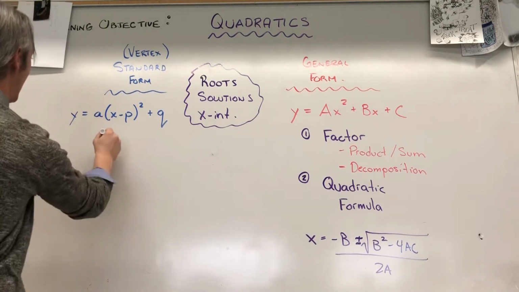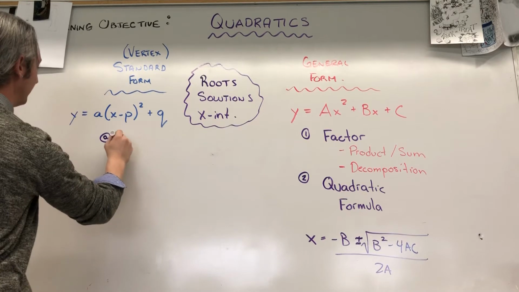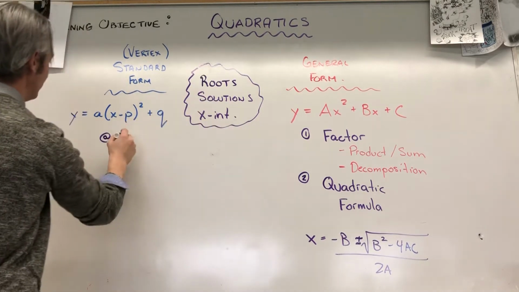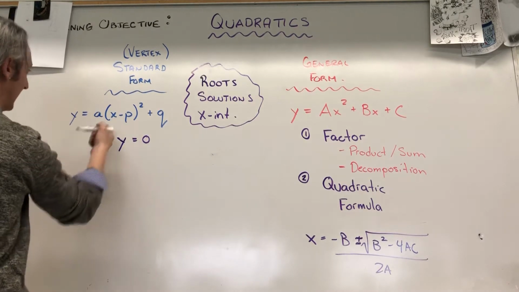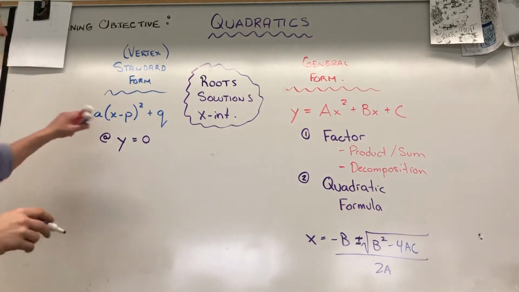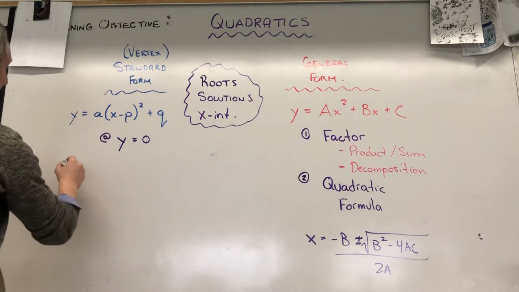So, because we're looking at the x-intercepts, the solutions, roots are always x-intercepts, those occur at y is equal to 0. So I would get, and then I would have to solve for x. So what does that look like?